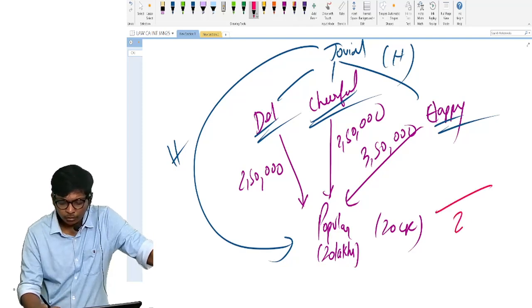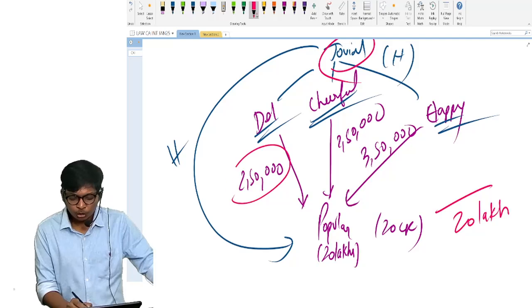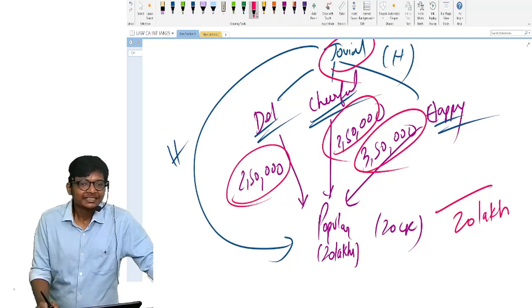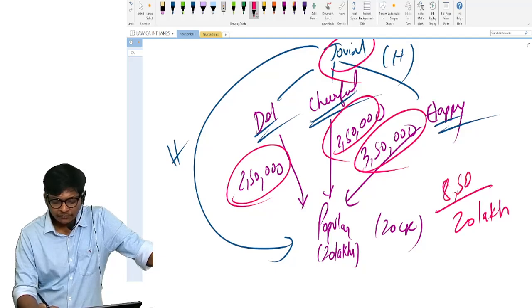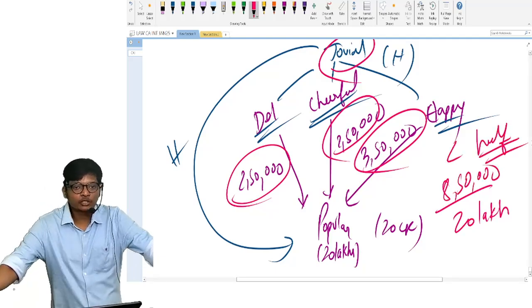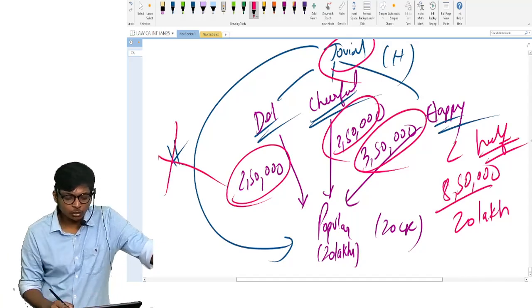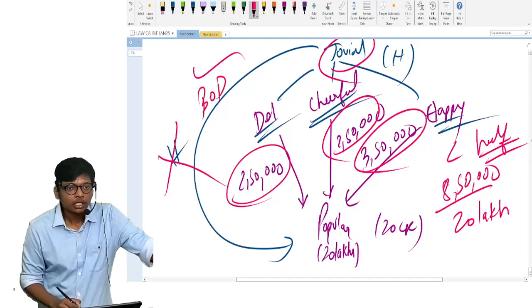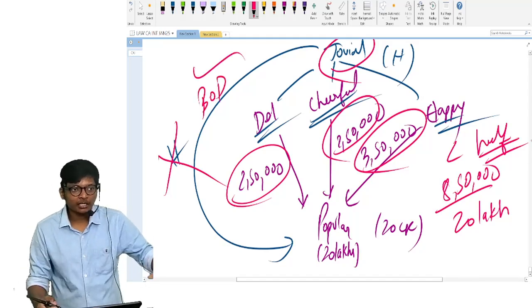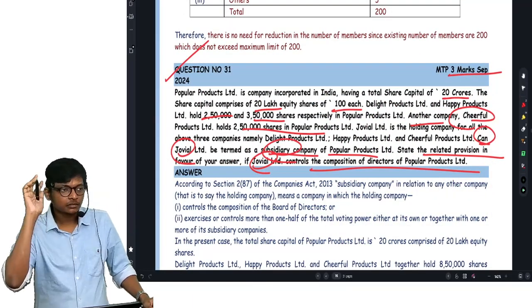Now very simple. Out of 20 lakhs, how much is Jovial indirectly controlling? 2 lakh 50 plus 2 lakh 50 plus 3 lakh 50, which comes to 8 lakh 50,000. Is this more than half? No, this is less than half of the total voting power. So for this reason, Jovial is not the holding of Popular. In second case, if you control the composition of board of directors, then you will become the holding company of Popular. How many of you got this correct?